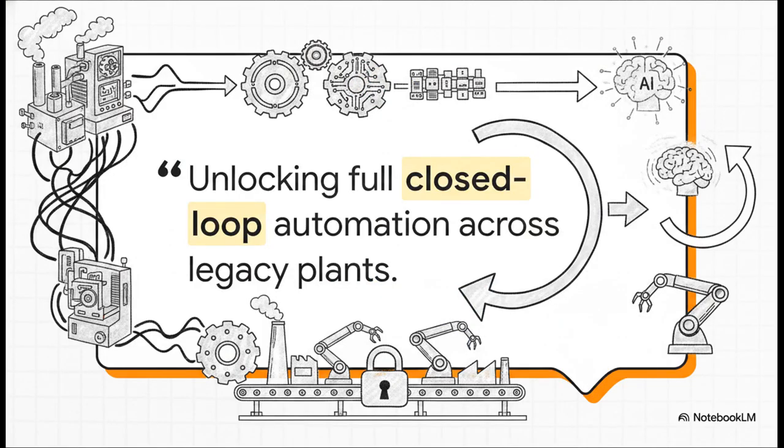As the source material highlights, this achieves something incredible, unlocking full, closed-loop automation across legacy plants. Really, this is the ultimate industrial ROI. You are taking legacy hardware that speaks outdated, fragmented languages and bridging it directly into modern, bidirectional AI capabilities. You finally close the loop between observation and automated physical action, and you do it without having to rip and replace your entire factory floor.